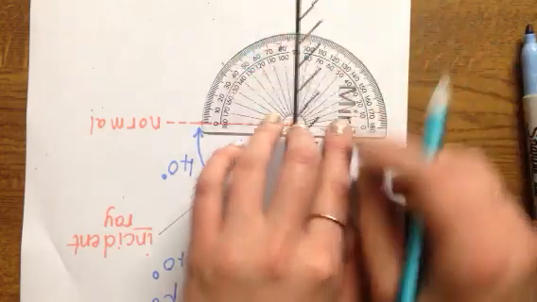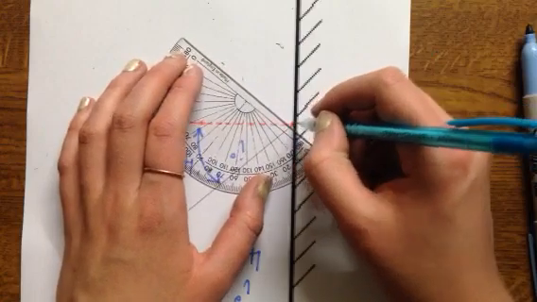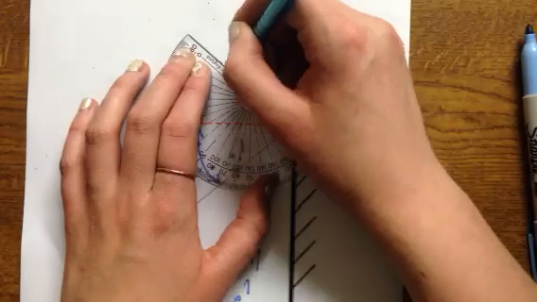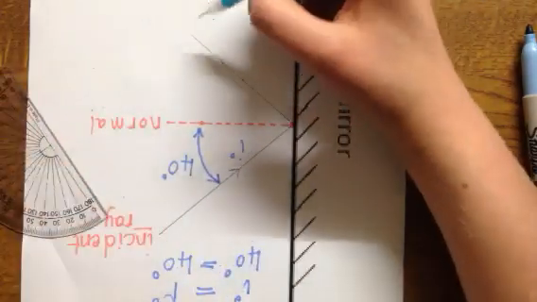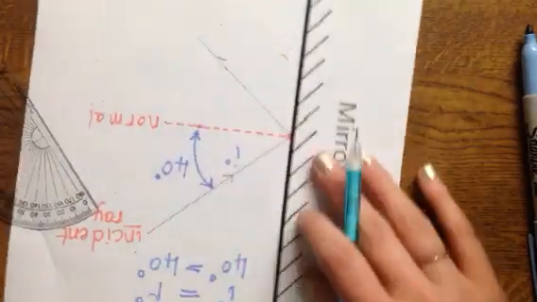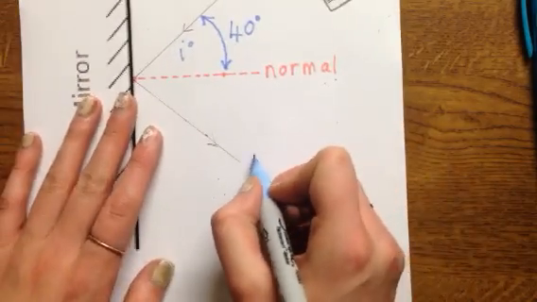So if you can make a careful mark there. Then what you do is take the straight edge of the protractor again, find the place where the ray hits the mirror and draw your line outwards. Again, using an arrow to let you know what direction the light ray is going in. It's going outwards this time. And this is the reflected ray.